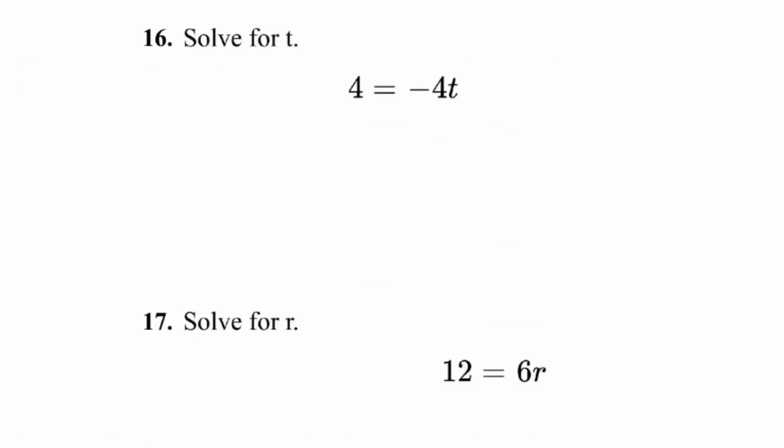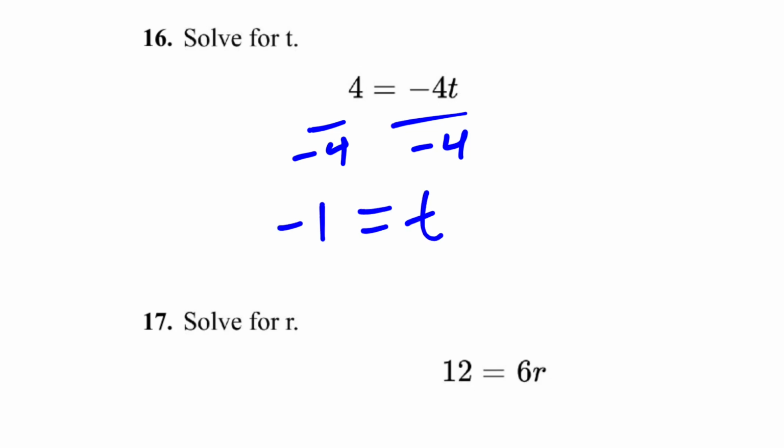Other things to watch out for? What if there's a negative in terms of the coefficient? Like you have negative 4t. Well, you can't just divide by 4 anymore. You have to divide both sides by negative 4. And this will give you the answer of negative 1 is equal to t.